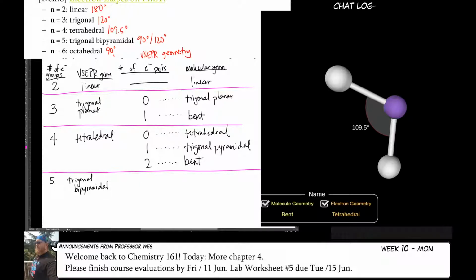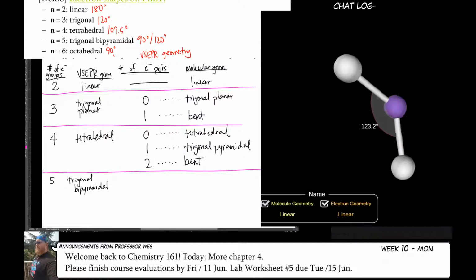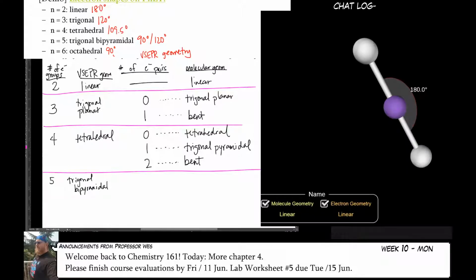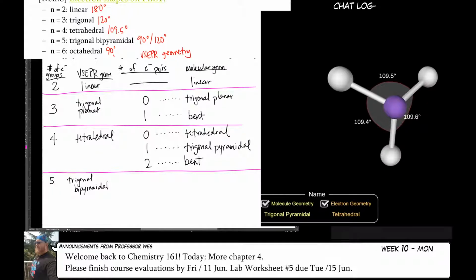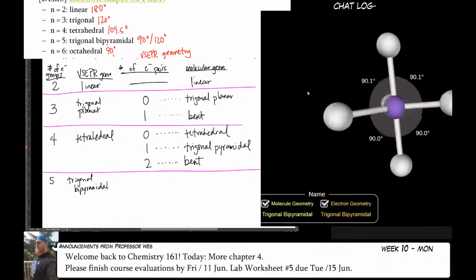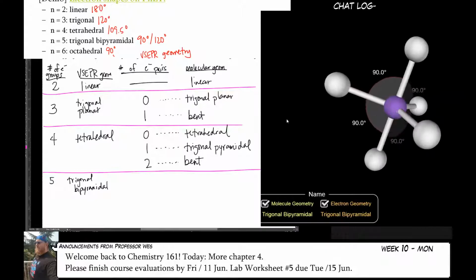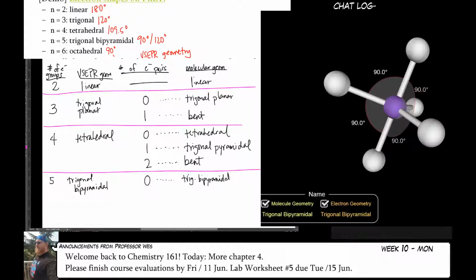So for trigonal bipyramidal, let's put all of the bonds in. So there we go. So there's our trigonal bipyramidal. Now, if I start removing electrons, that shape's definitely going to change. But the first example is just what is it before I remove any bonds and replace them with electron pairs.